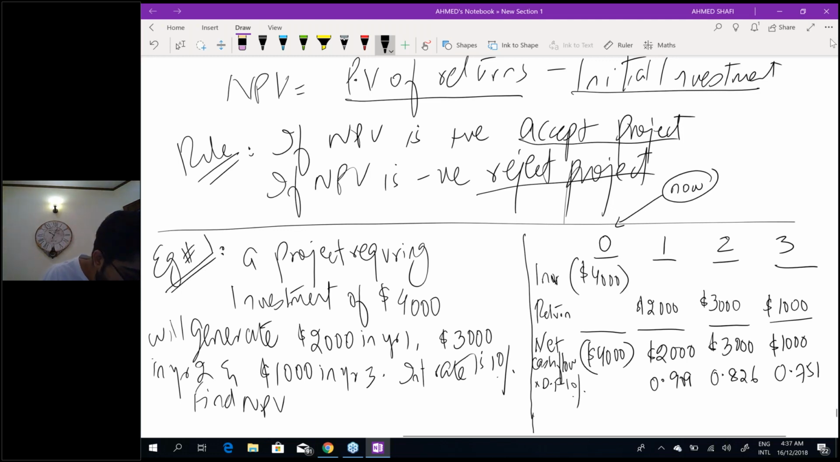Sir, I'm unable to see 10% year 0. Year 0 factor is not provided in the table. The factor of year 0 is always 1. Why? Because you are investing 4,000 now. The worth of 4,000 now is 4,000. So it has to be multiplied by 1 to get the same value. However, you are receiving 2,000, 3,000, 1,000 later. The today's worth might be different, but 4,000 invested now has the same worth.